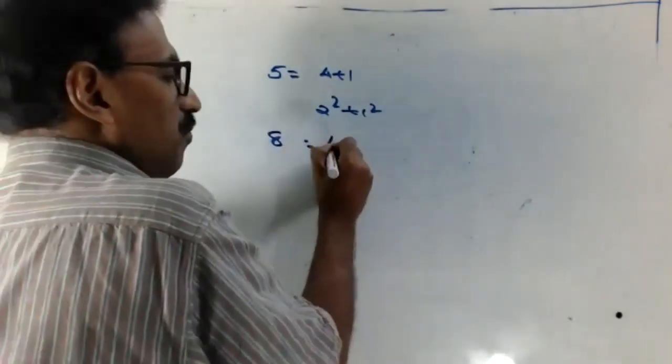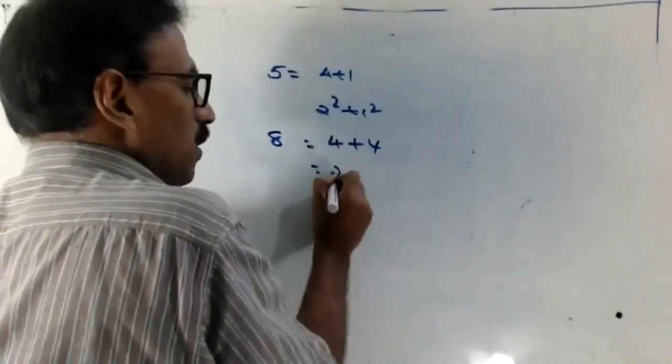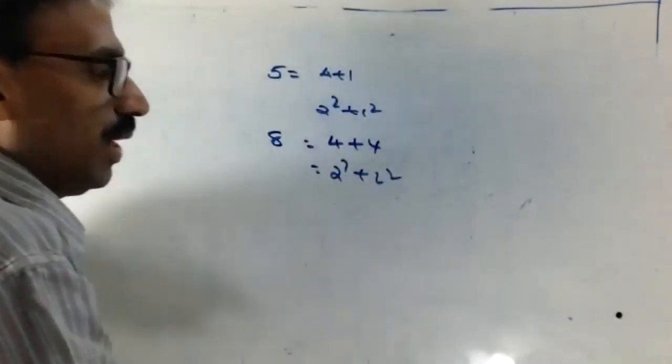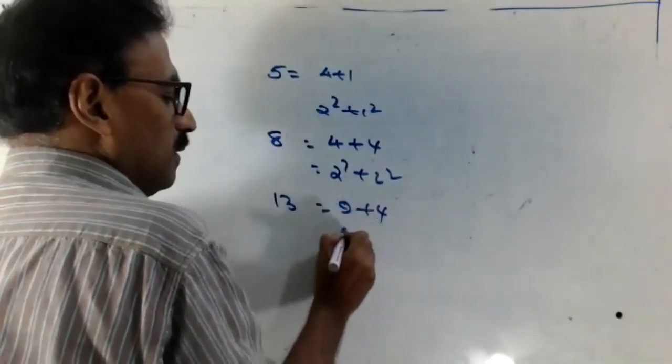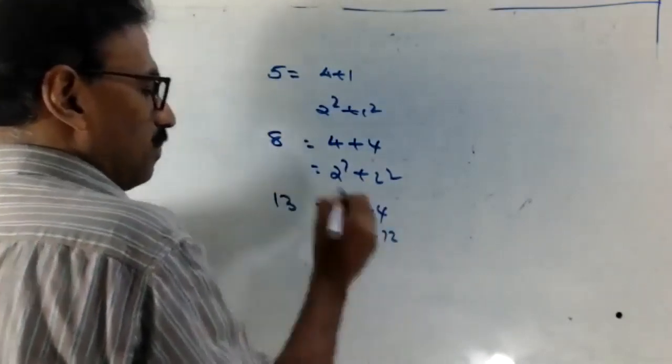For 8 we did 4 plus 4, that is 2 square plus 2 square. Base is 2, height is 2. Then we did 13, that is 9 plus 4, which is 3 square plus 2 square.